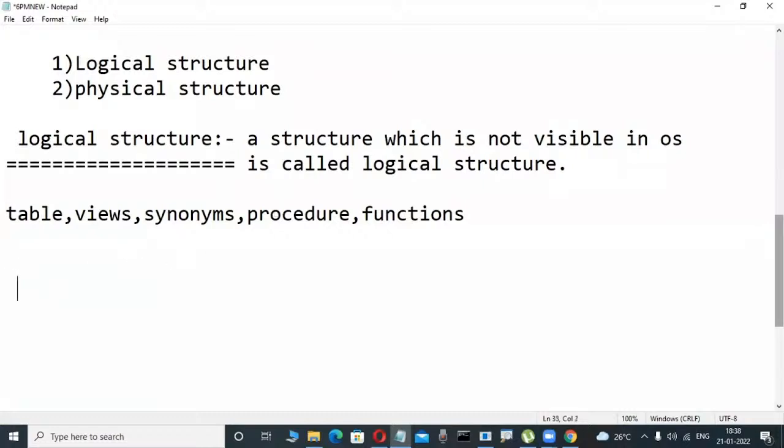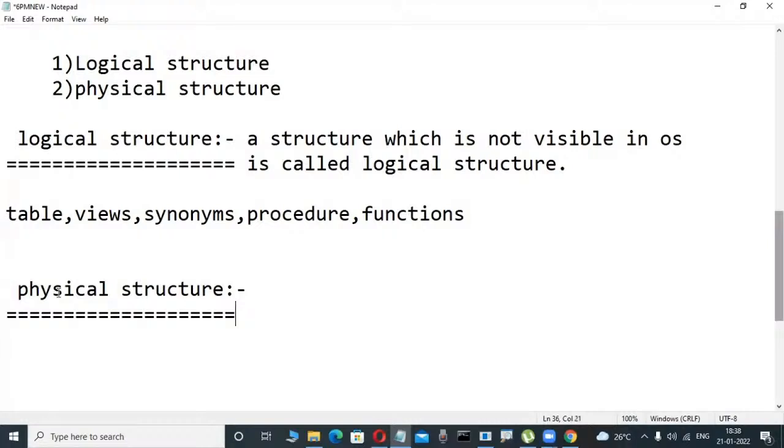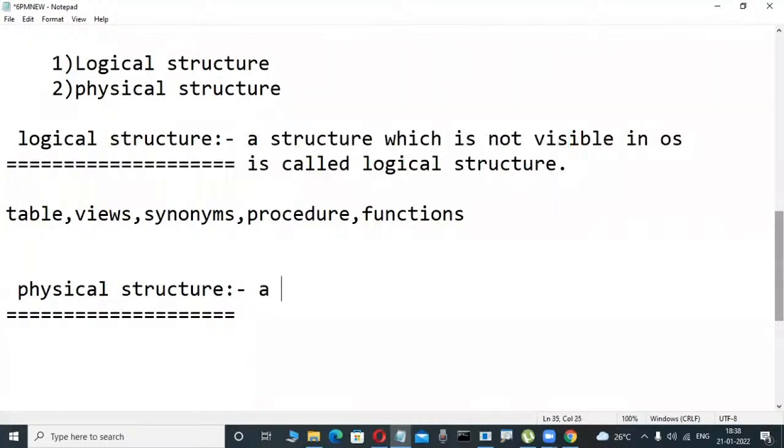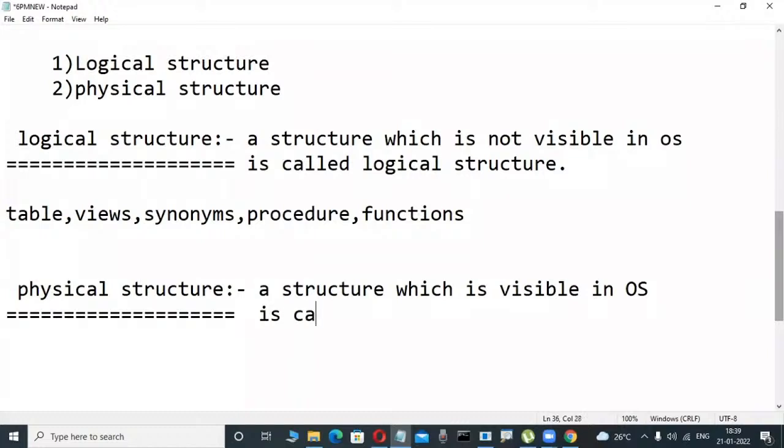Now observe here. What is a physical structure? Don't write it, just roughly observe. Now this is the opposite only. A structure which is visible in the operating system, in the OS, is called a physical structure.